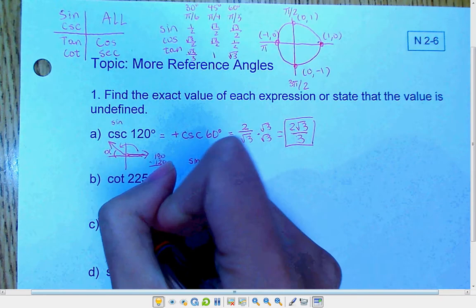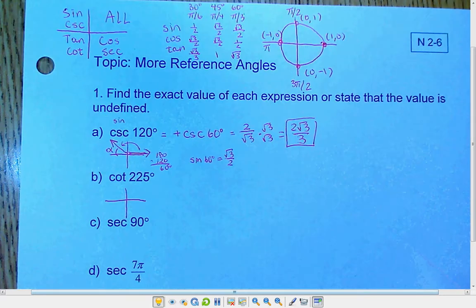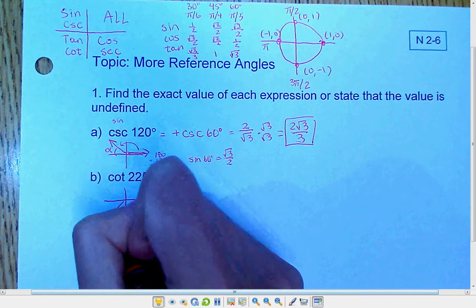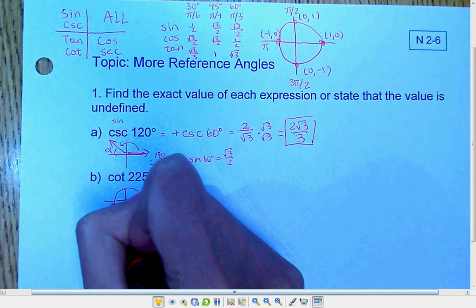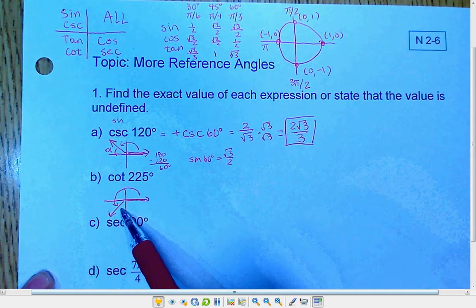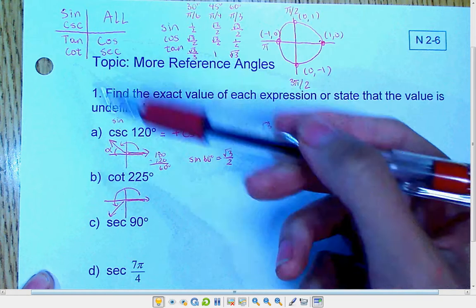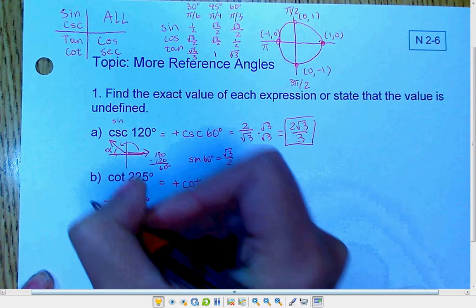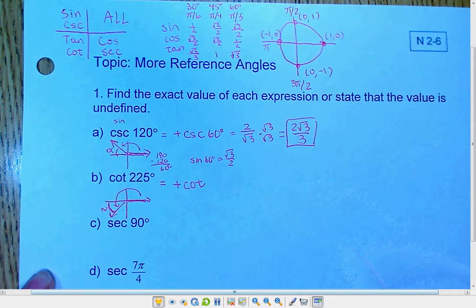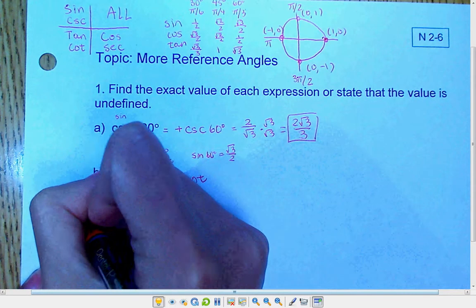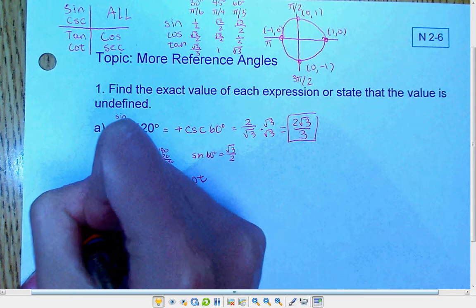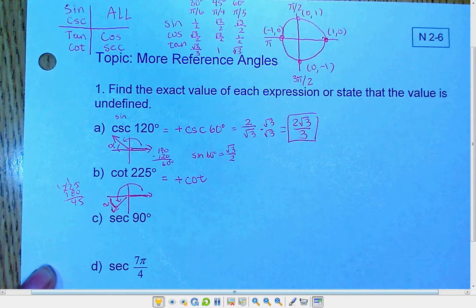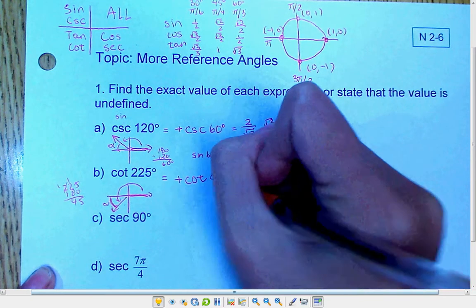So let's look at B. Again, we're going to draw this. 225 degrees. It's between 180 and 270, so it's in the third quadrant. Now in the third quadrant, tangent is positive, which means cotangent is also positive. 225 is how far away from the x-axis? We're going to do 225 minus 180, which gives us 45, so we're finding cotangent of 45.